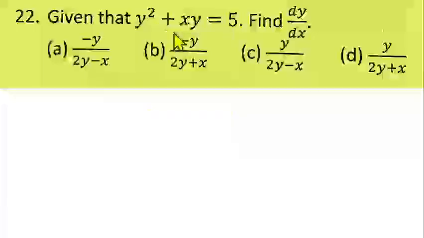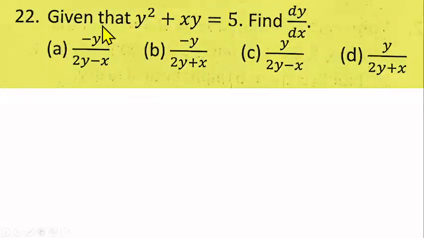Question number 22 is from differentiation. You are given that y squared plus xy equals 5, and you have to find dy dx. That is, you have to differentiate this function. But if you look at this function, it is an implicit function, so you have to differentiate this implicitly. Please don't mind my English, I can't say it very fast.